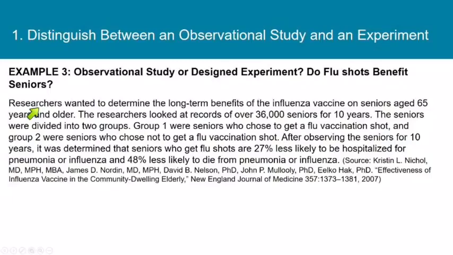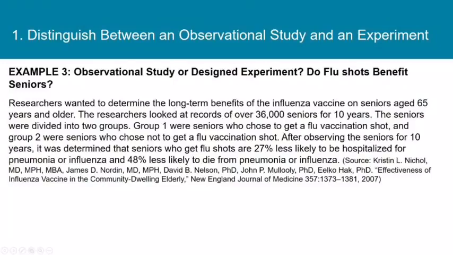It says, researchers wanted to determine the long-term benefits of the influenza vaccine on seniors aged 65 and older. The researchers looked at records of over 36,000 seniors for 10 years. The seniors were divided into two groups. Group 1 were seniors who chose to get a flu vaccination shot, and Group 2 were seniors who chose not to get a flu vaccination shot. After observing the seniors for 10 years, it was determined that seniors who get flu shots are 27% less likely to be hospitalized for pneumonia or influenza, and 48% less likely to die from pneumonia or influenza.